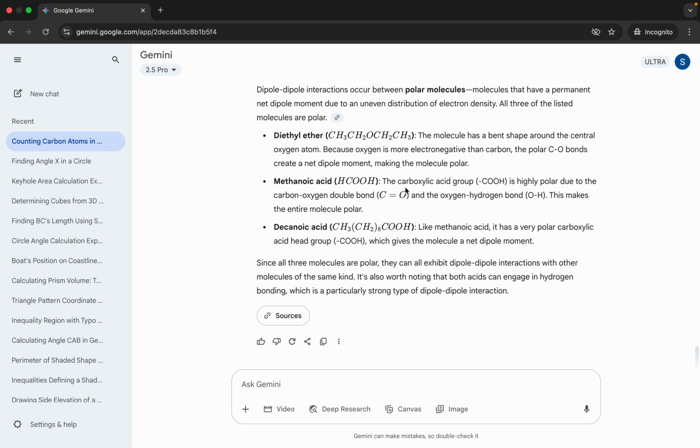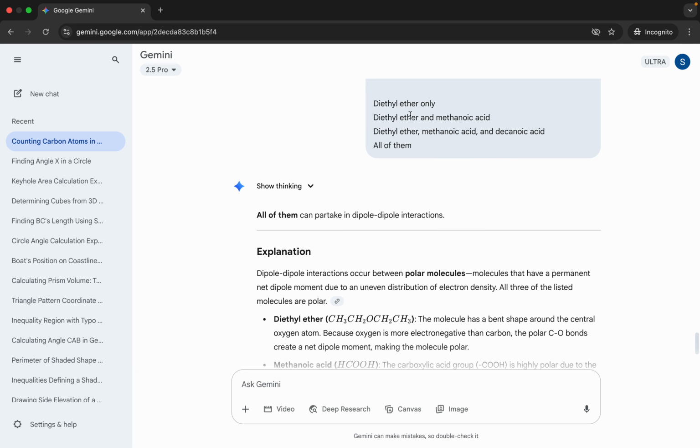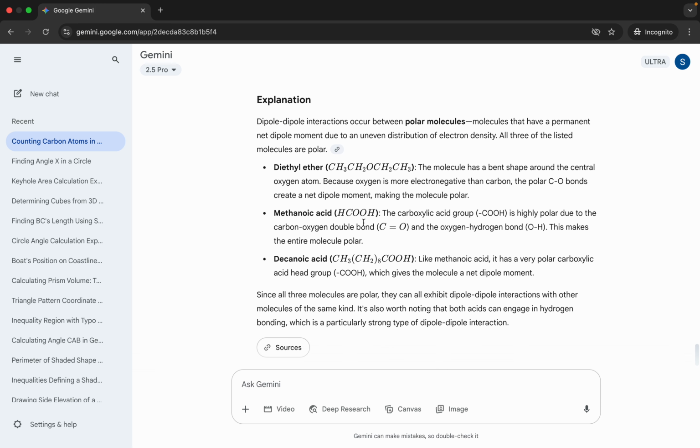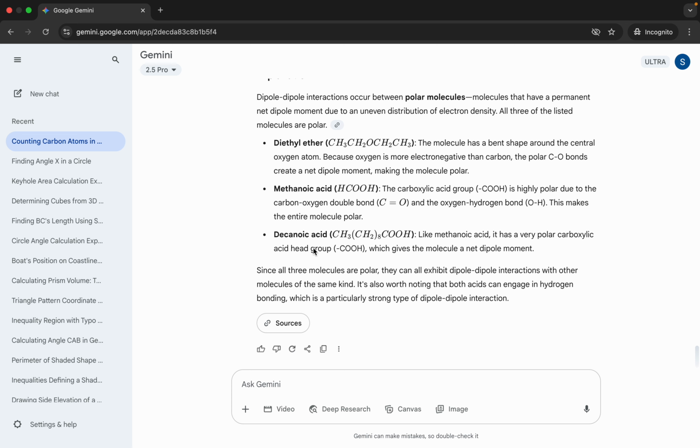Methanoic acid: here the carboxylic acid group is highly polar due to the carbon-oxygen double bond and the oxygen-hydrogen bond, so this makes the entire molecule polar. Decanoic acid, like methanoic acid, has a very polar carboxylic acid head group, which gives the molecule a net dipole moment.